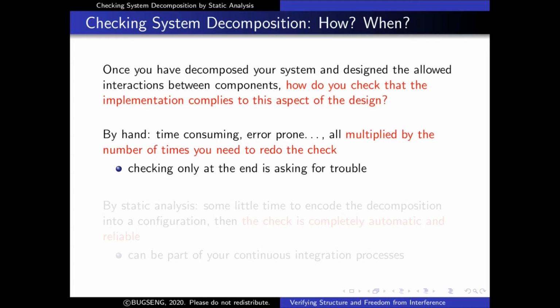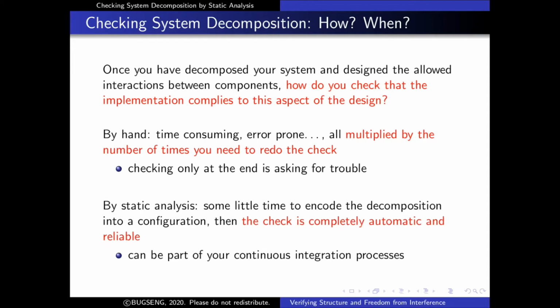And if you think to solve this issue by doing the check only at the end of the project, then you are risking, especially if you have to follow the architecture, that you may discover at a late stage in the project that there is some interaction that is unwanted, and making changes to the project at the end may be very expensive. And the other possibility, which is of course the one that we advocate, is doing the check by static analysis. You need some little time to encode the decomposition into a tool configuration, but then the check is completely automatic and reliable, and it can be part of your continuous integration processes. So you can keep these interactions under strict check every day.